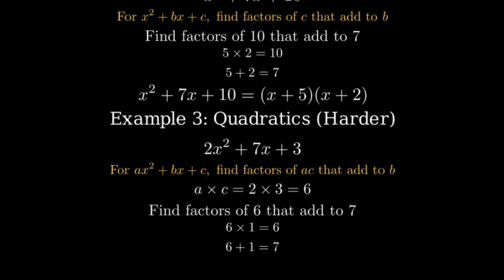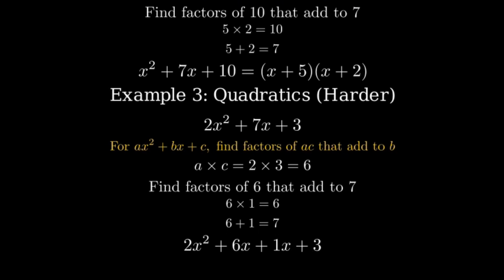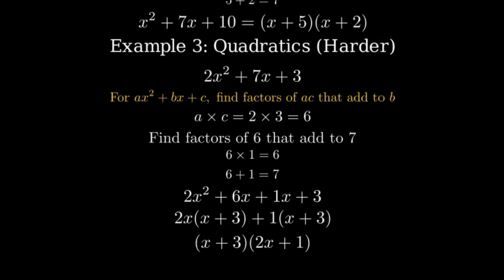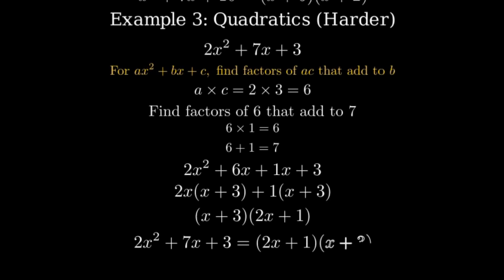These numbers are 6 and 1, since 6 times 1 equals 6, and 6 plus 1 equals 7. Now, we split the middle term using these numbers: 2x squared plus 6x plus x plus 3. We can factor the first 2 terms, 2x times (x plus 3), and the last 2 terms, 1 times (x plus 3). Now, we can factor out the common term (x plus 3): (x plus 3) times (2x plus 1). So, 2x squared plus 7x plus 3 can be factorized as (2x plus 1) times (x plus 3).